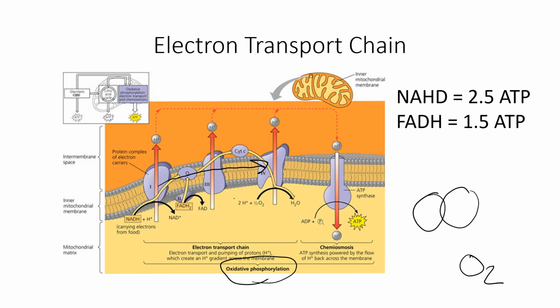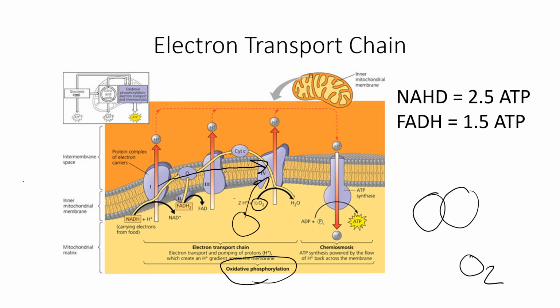What goes to complex 4 and oxidizes complex 4 is oxygen, specifically one oxygen atom. Atmospheric oxygen is made up of 2 oxygen atoms bound together, and what we're talking about here is an oxygen atom by itself. That's why over here it says 1/2 of O2. It's because it's one oxygen atom headed towards complex 4.